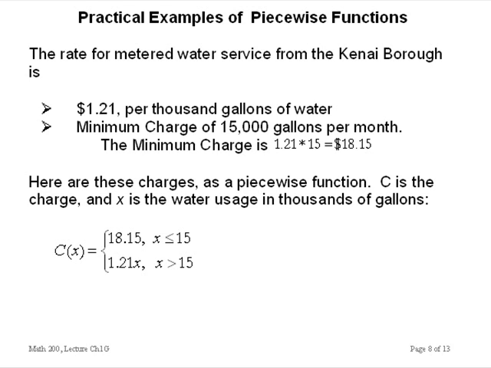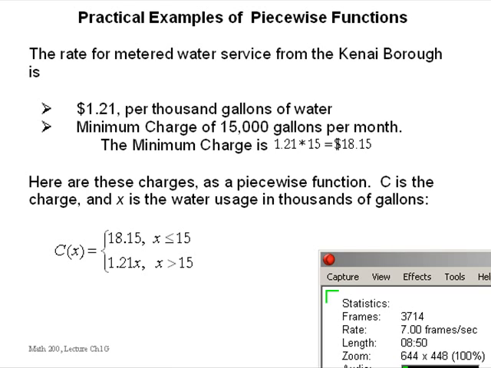I'm going to write this as a piecewise function. Here's the water cost. The first piece of it right here is the $18.15 that you pay all the way up to your usage of 15,000 gallons per month. After that, you just start paying $1.21 per 1,000 gallons.